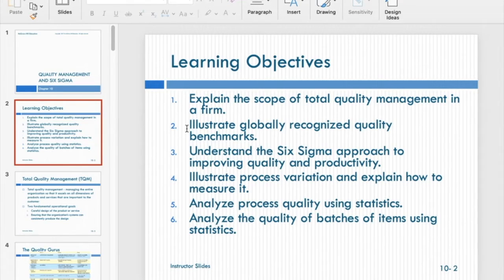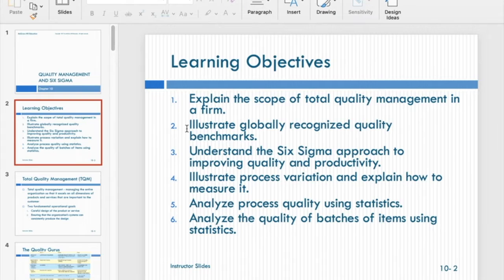All right. So the first learning objective is to explain the scope of quality management in a firm. What is quality? What are the dimensions of quality? And what is the brief picture about quality management? That's all about it.